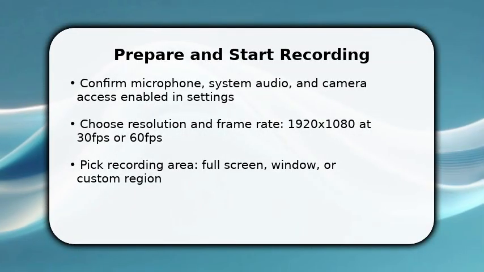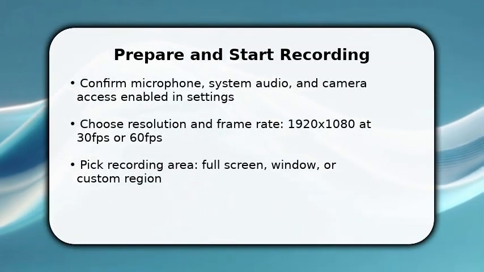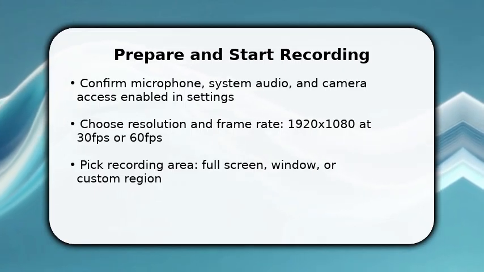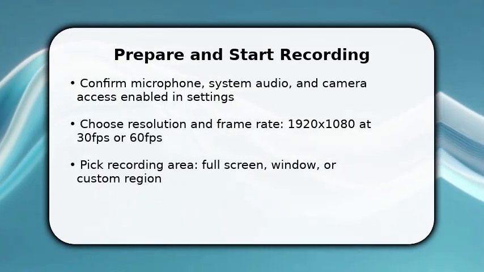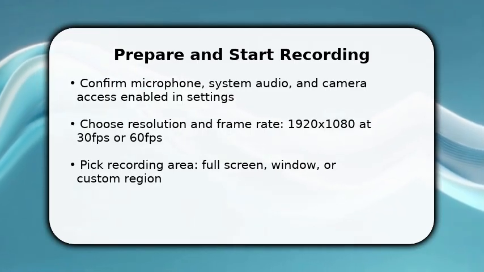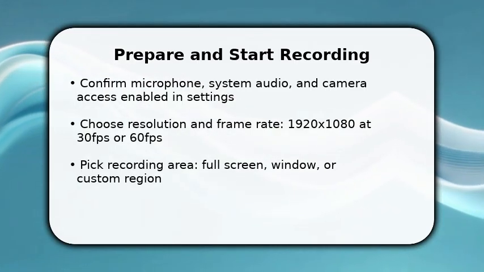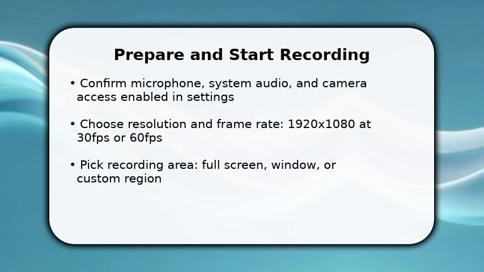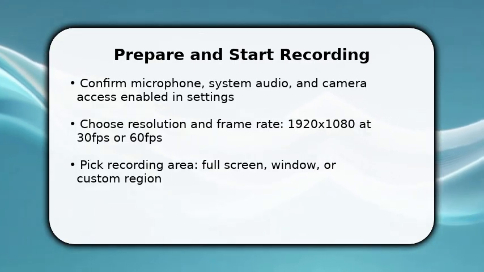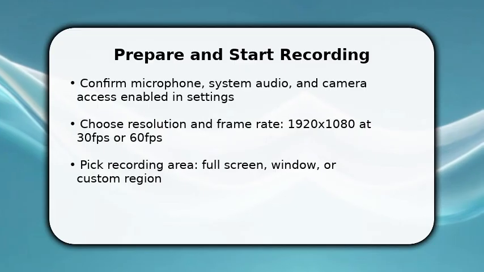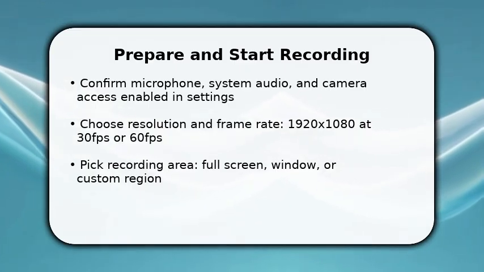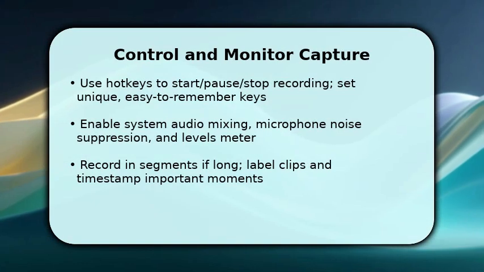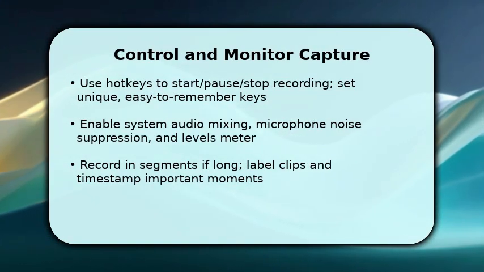You begin by checking permissions so the recorder captures what you need. Once done, select audio sources and decide whether to include camera overlay. This avoids re-recording voice. Next, set resolution and frame rate based on your target. 1080p at 30 fps for online tutorials, 60 fps for smooth motion. Finally, choose full screen, a specific window, or draw a custom region, and hit the brief test recording to confirm levels.